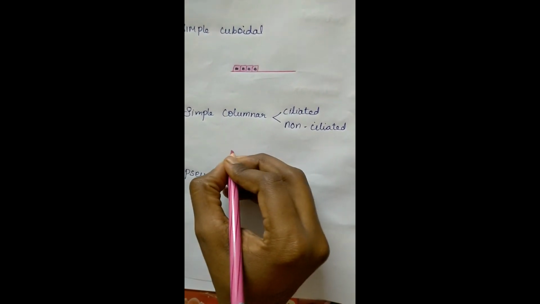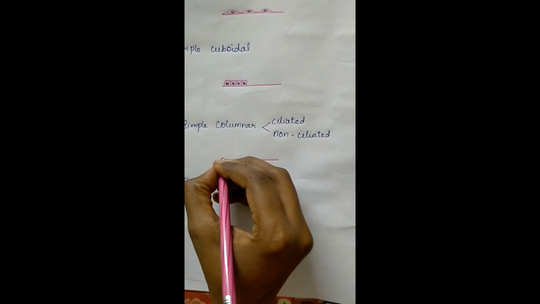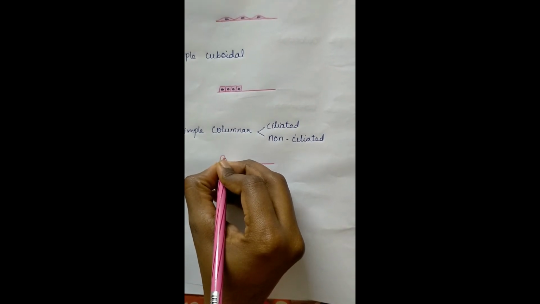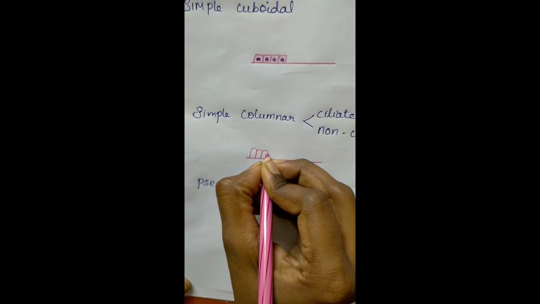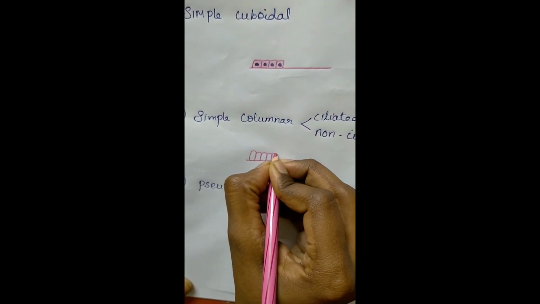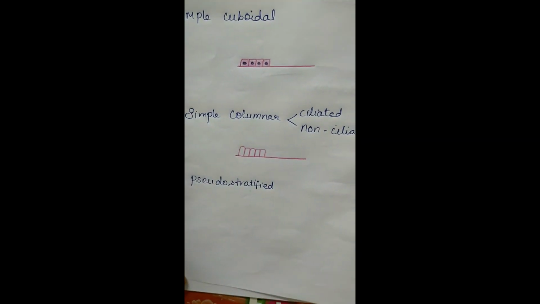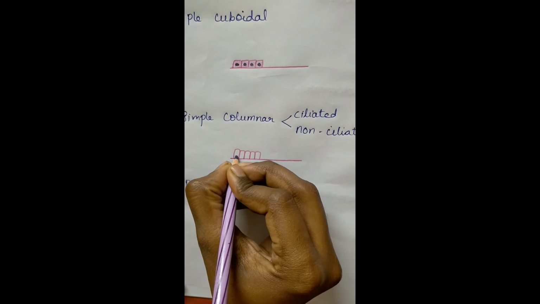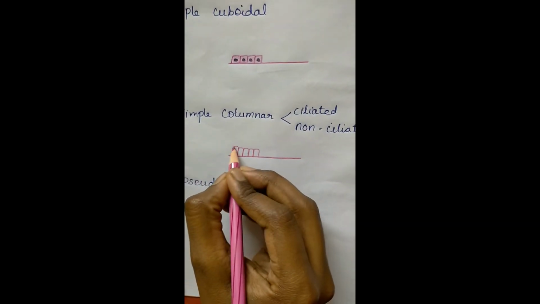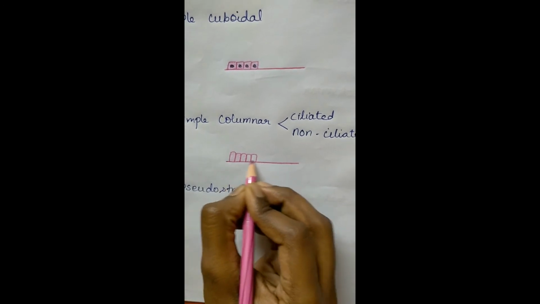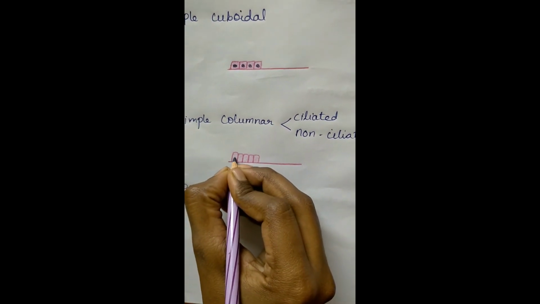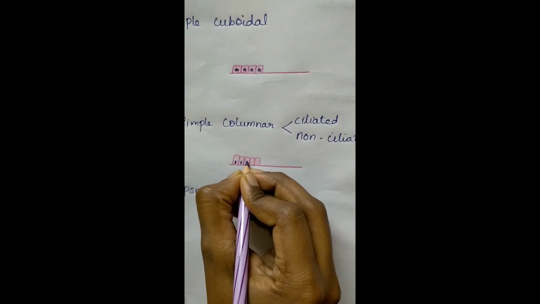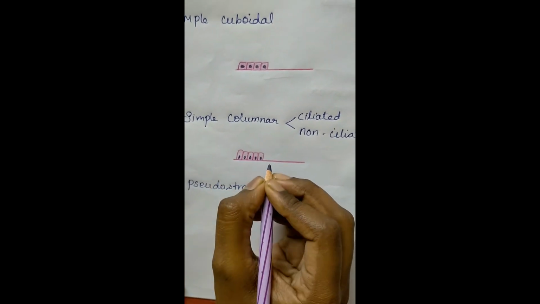Next, simple columnar epithelium. In simple columnar epithelium, again you will be having a basement membrane, and you will be having cells in which the height is greater than the width, okay? And the columnar epithelium will be having a basal elongated nucleus. So inside you have to shade with the eosin for cytoplasm, and you will be having the basal elongated nucleus, okay?